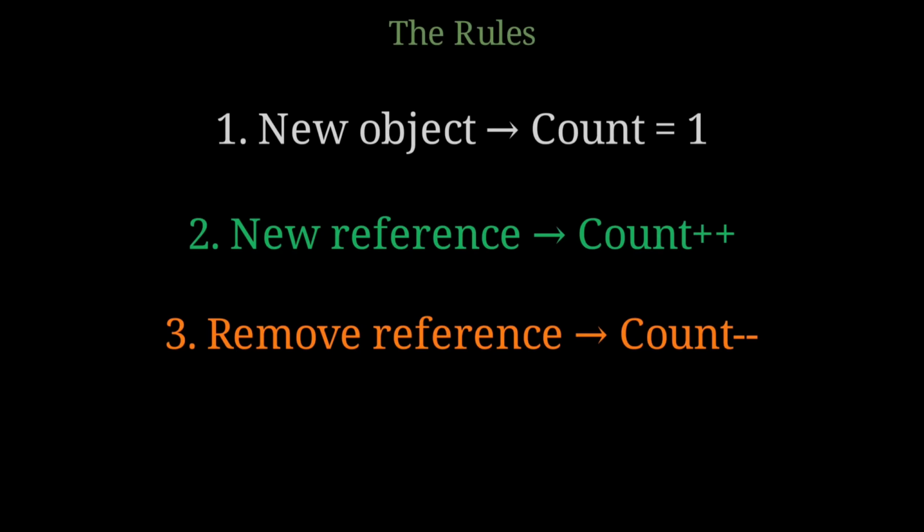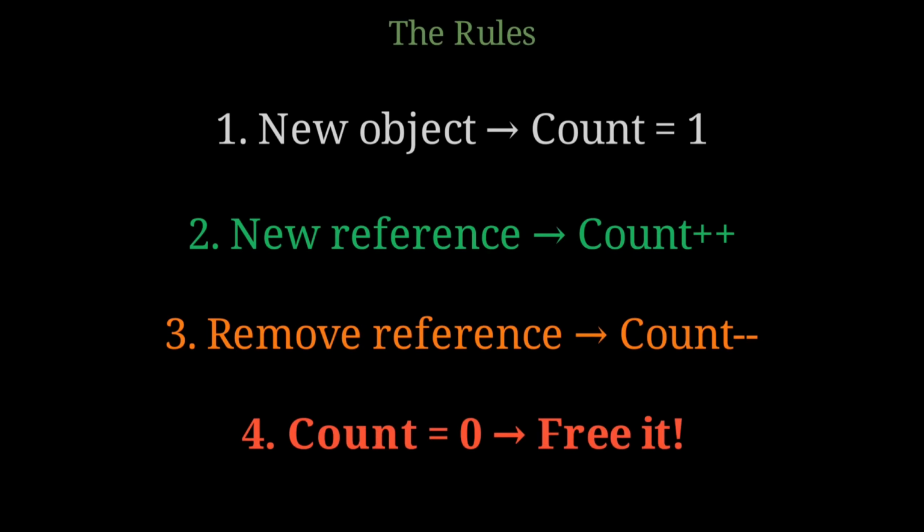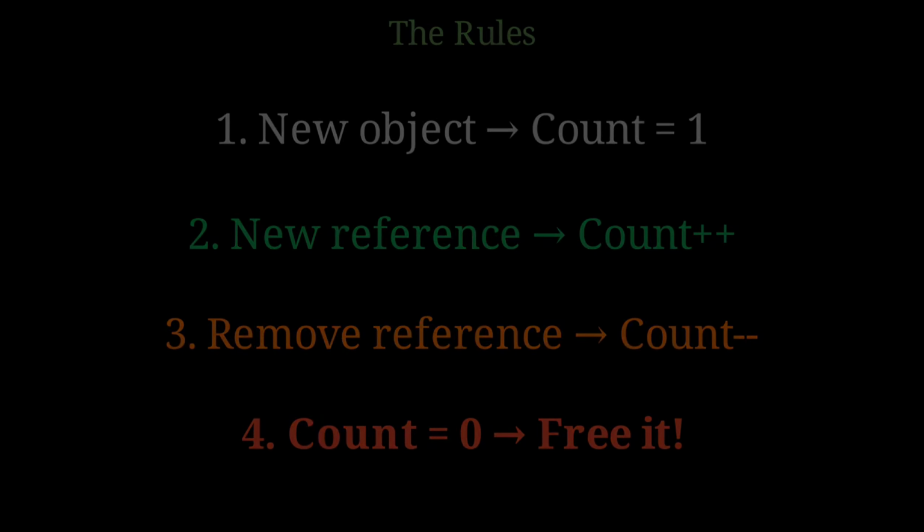We decrement the counter. Rule 4, if the reference count reaches 0, the object is immediately deallocated. No references means nothing in the program can access it anymore. It's safe to free that memory right away. Let's walk through an example to see how this works.